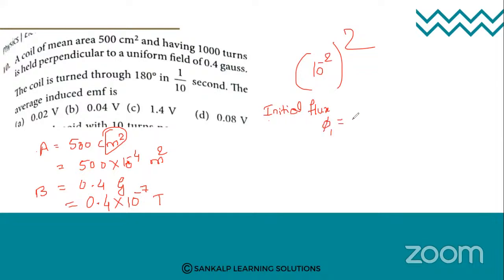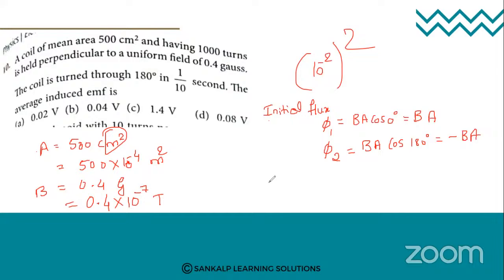Initial flux phi1 is equal to BA cos 0. Yes, so cos 0 will be 1, so this becomes BA. Then next, the final flux phi2 is equal to BA, it is turned through 180 degrees. So cos of 180 degrees will be minus 1, so this will be minus BA.